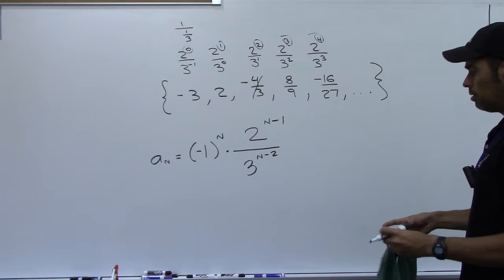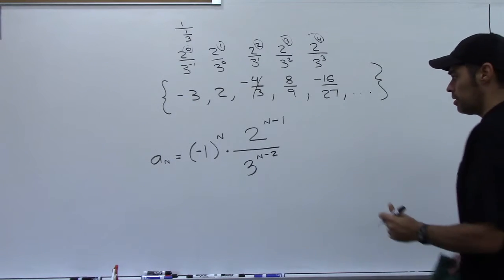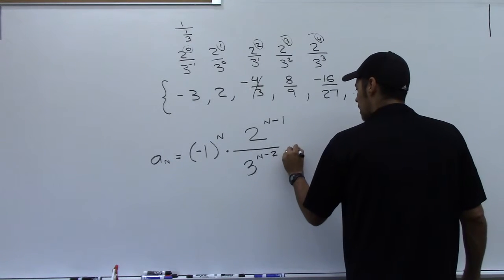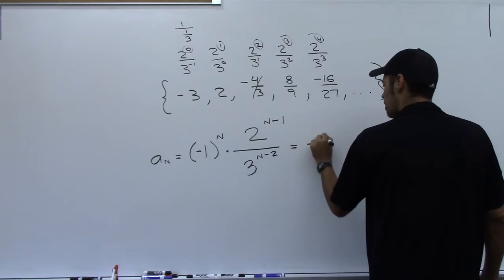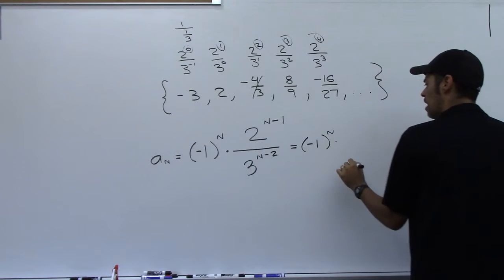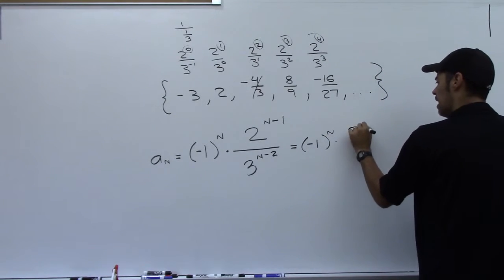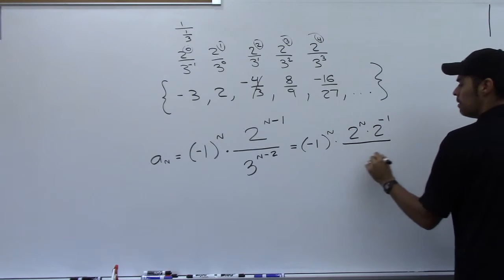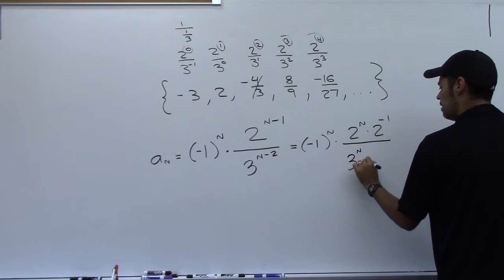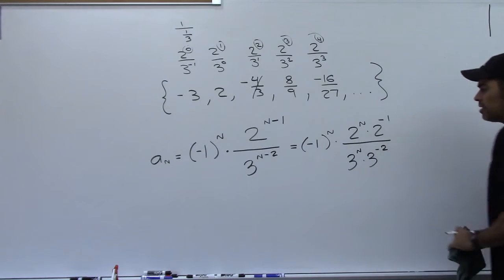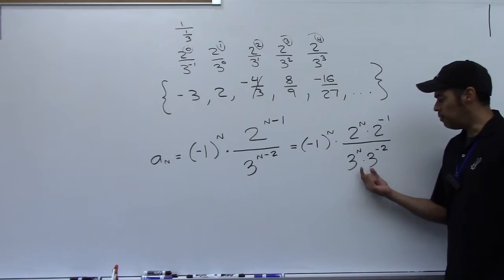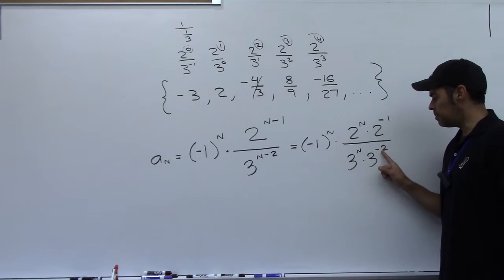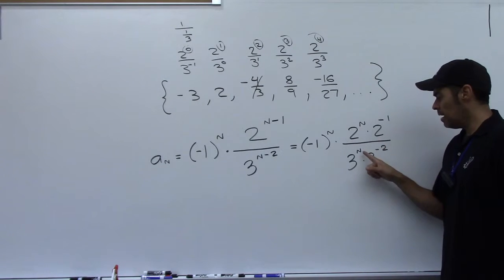Now the book might go a little further, so I'll show you what the book does on this probably. We could rewrite this as negative 1 to the n times 2 to the n times 2 to the negative 1 over 3 to the n times 3 to the negative 2. So I'm using properties of exponents that if we have the same base, different exponents, we add the exponents together.